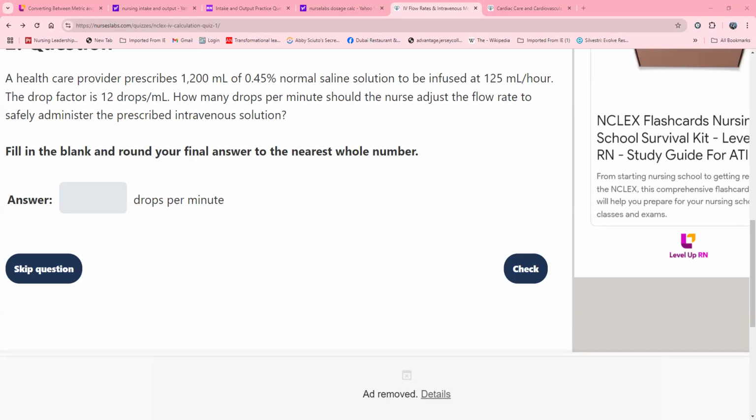Can you see the problem? Yes, I do. Okay, why is it showing me something different on my screen? All right, so for this, take out your total volume, which is 1200. Take out your drops per minute, which is 12. And also, you're going to take the 125 mLs per hour because this didn't give you a time.